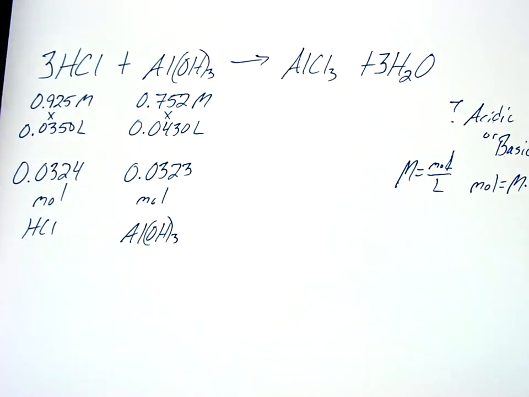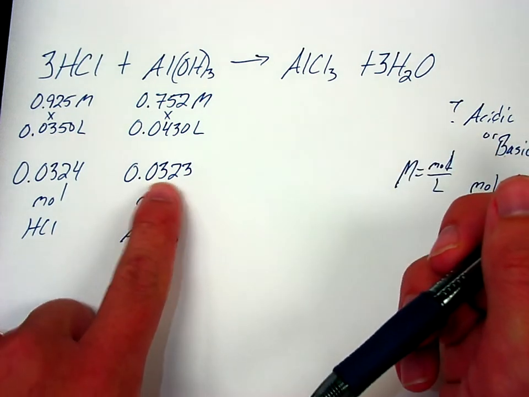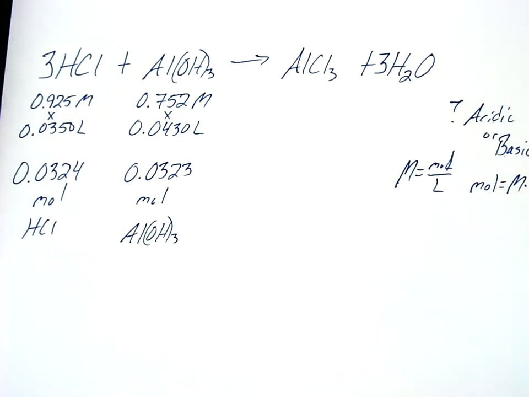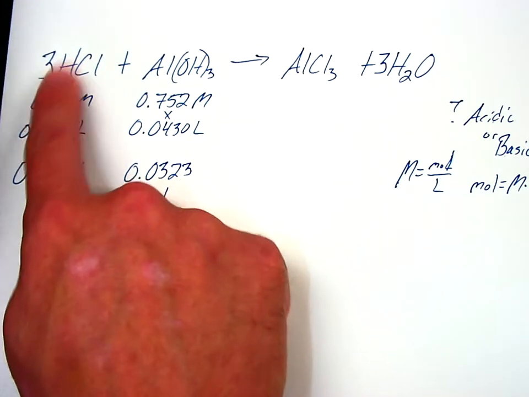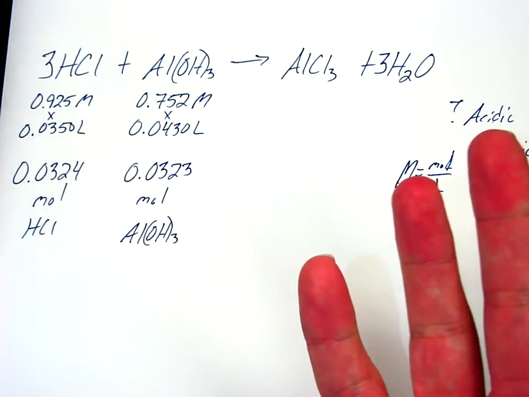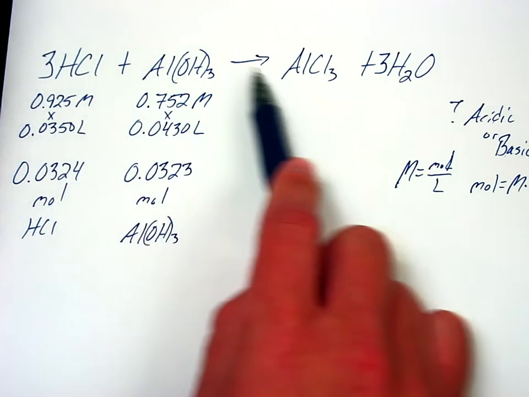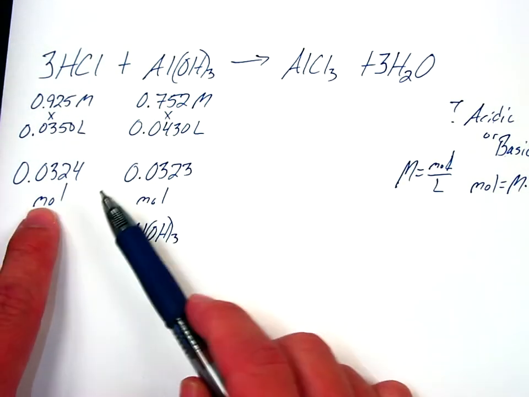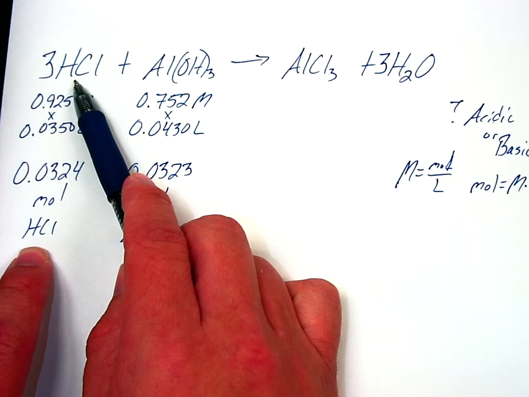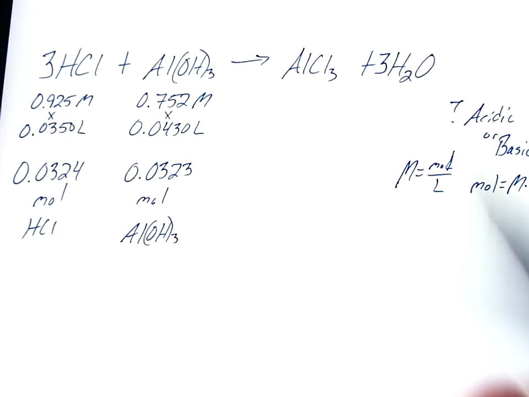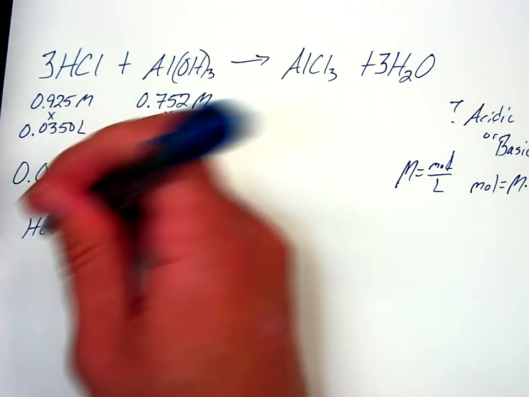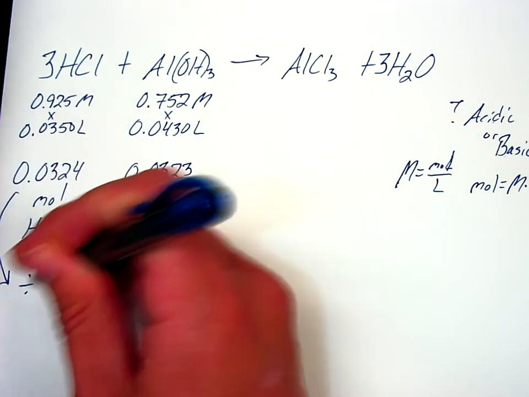But here's where this problem differs a little bit from the example in class. It looks like the aluminum hydroxide is less, which would be our limiting reactant. However, this is not a 1-to-1-to-1-to-1 mole ratio. In this case, I need to take into account the fact that I don't need just 1 mole of HCl to make it run. I need 3, all right? Which means what I do is I need to divide this number right here by 3 to get the true number.